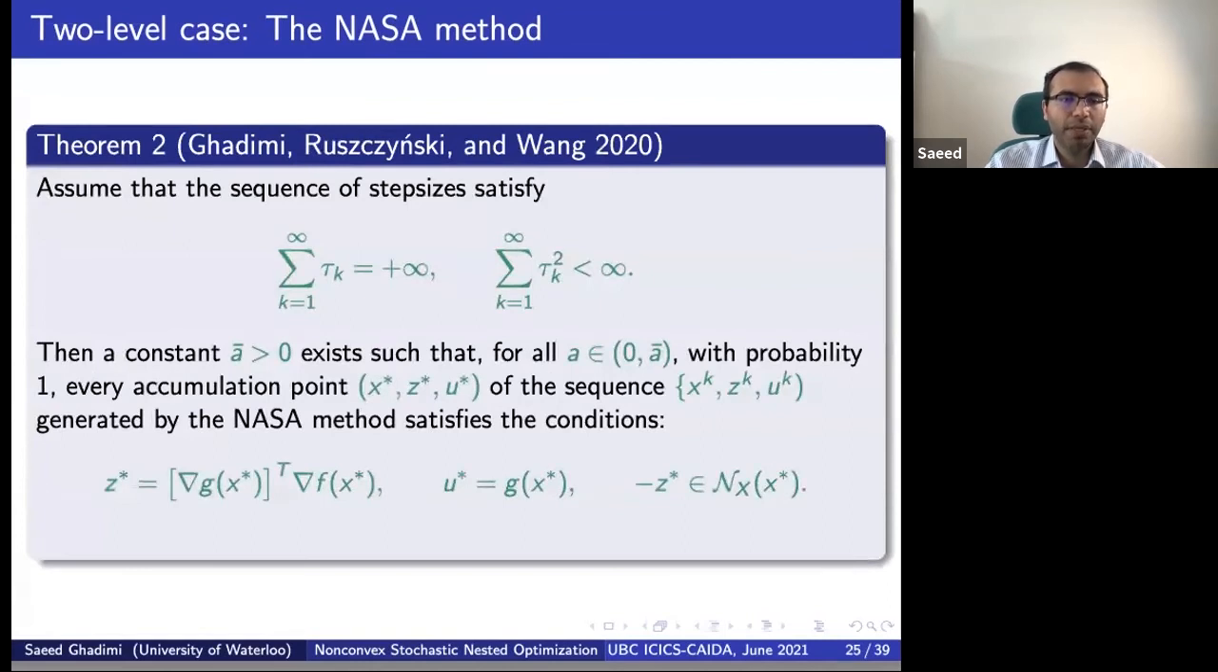And this is the asymptotic rate of convergence for the algorithm. So if tau k satisfies these two conditions, and assuming that x star, z star, and u star are the limit points of xk, zk, and uk, then u star would be the value of g at x star, z star would be the gradient of the objective function at x star, and negative z star belongs to the normal cone.